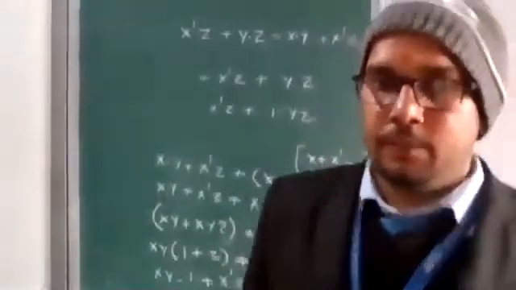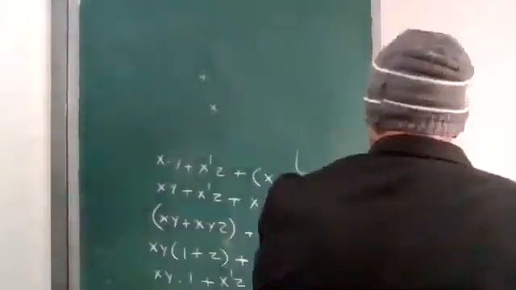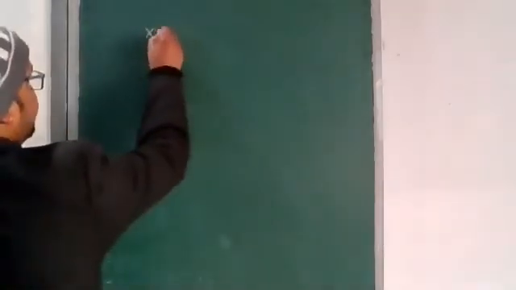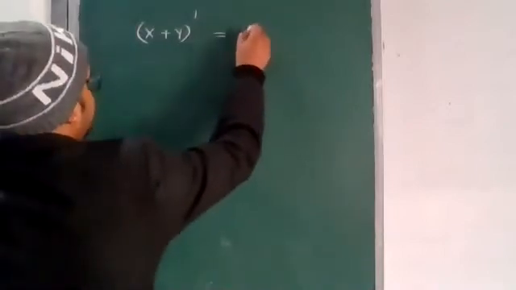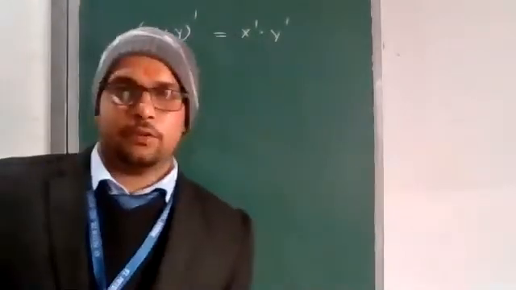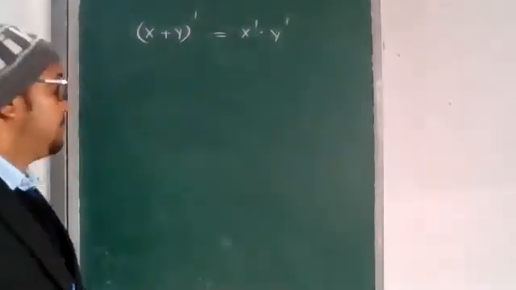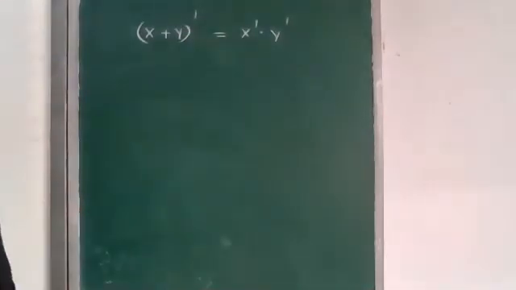Question is, prove De Morgan's theorem by using truth table. So how do we prove this? De Morgan's first theorem states that x plus y whole complement equals x complement dot y complement. This is the first part of De Morgan's theorem. Prove this theorem with the help of truth table.